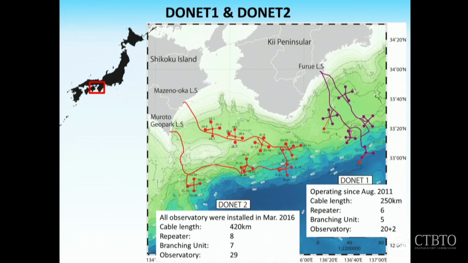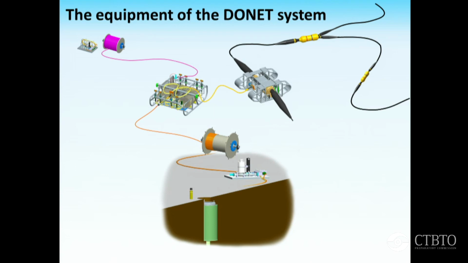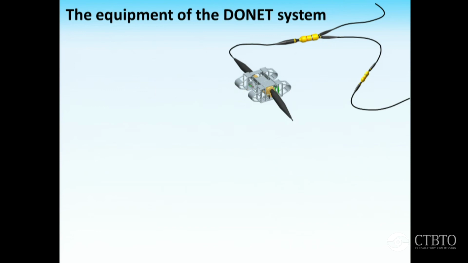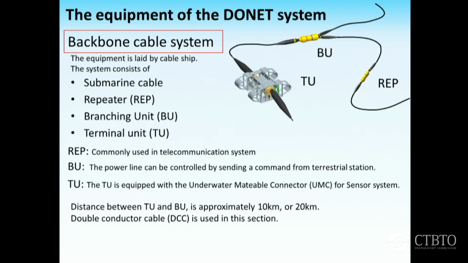Using a total of 29 observatories plus two, totally 31 observatories, this is just DoNet 2. Next slide. This is the equipment of the DoNet system. It uses the science node system, the backbone cable system and the sensor system. This is a terminal unit, the branching unit, the repeater, and submarine cable. So this is the equipment of the DoNet system.